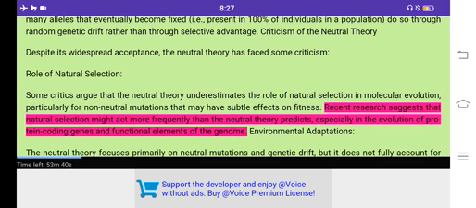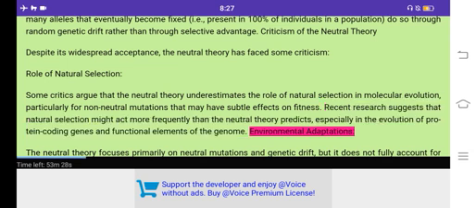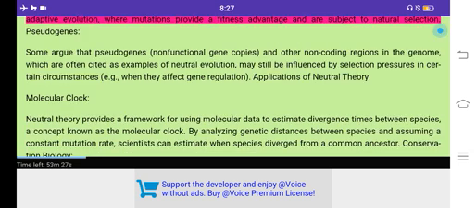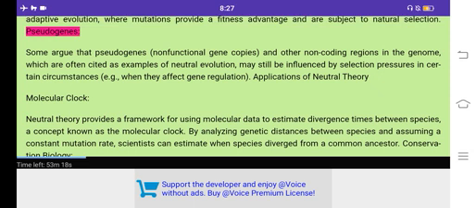Recent research suggests that natural selection might act more frequently than the neutral theory predicts, especially in the evolution of protein-coding genes and functional elements of the genome. Environmental adaptations. Neutral theory focuses primarily on neutral mutations and genetic drift, but it does not fully account for adaptive evolution, where mutations provide a fitness advantage and are subject to natural selection.